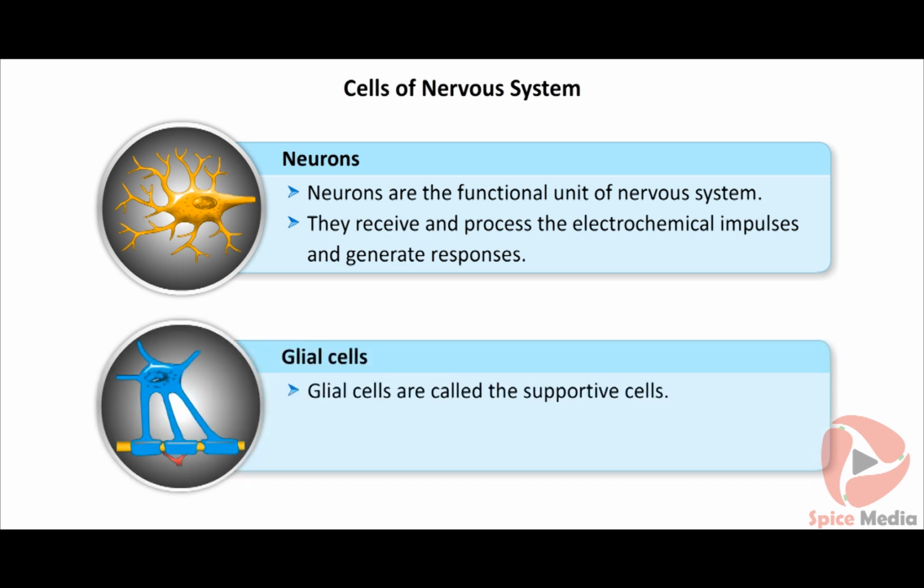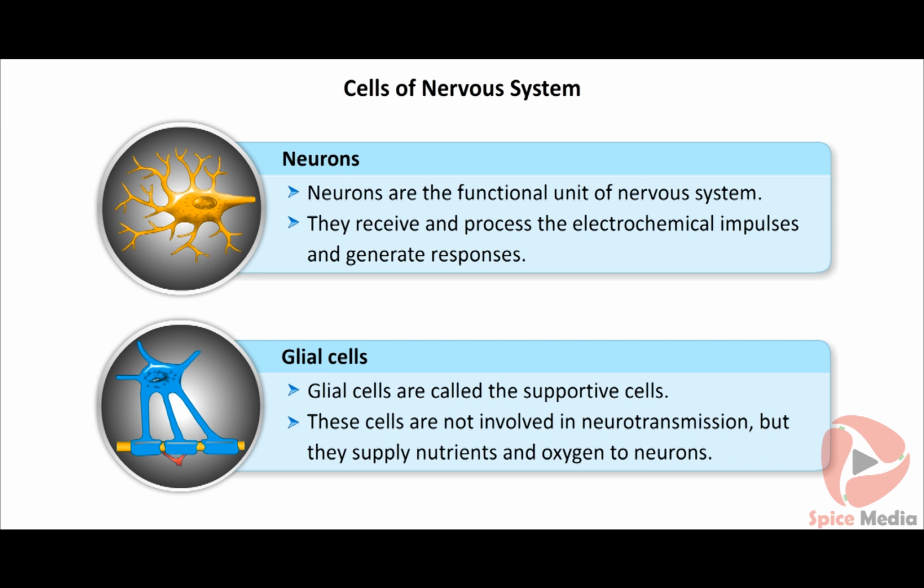Glial cells are called the supportive cells in the nervous system. These cells do not help in neurotransmission, but instead surround the neurons to provide support, supply nutrients and oxygen to neurons, and clean up the dead neurons.